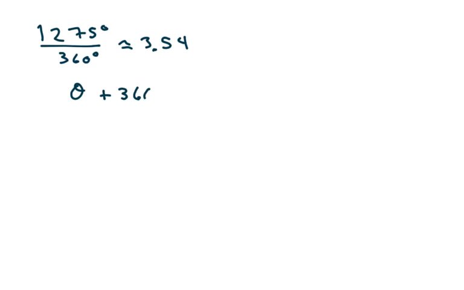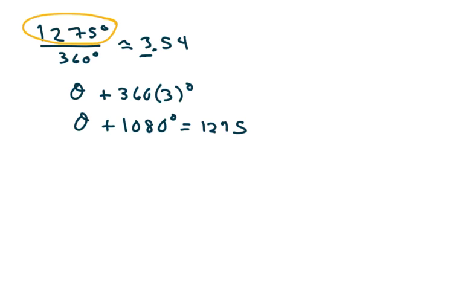And I have a last one here. What if you have 1275 degrees? If I divide this by 360, that's approximately 3.54. Another good way to do it is you can just say your angle plus 360 times 3 and solve that way. So that's your angle plus 1080, which equals 1275. This is the more professional way to do it. And so your angle is going to be 195 degrees, and that's in quadrant 3.